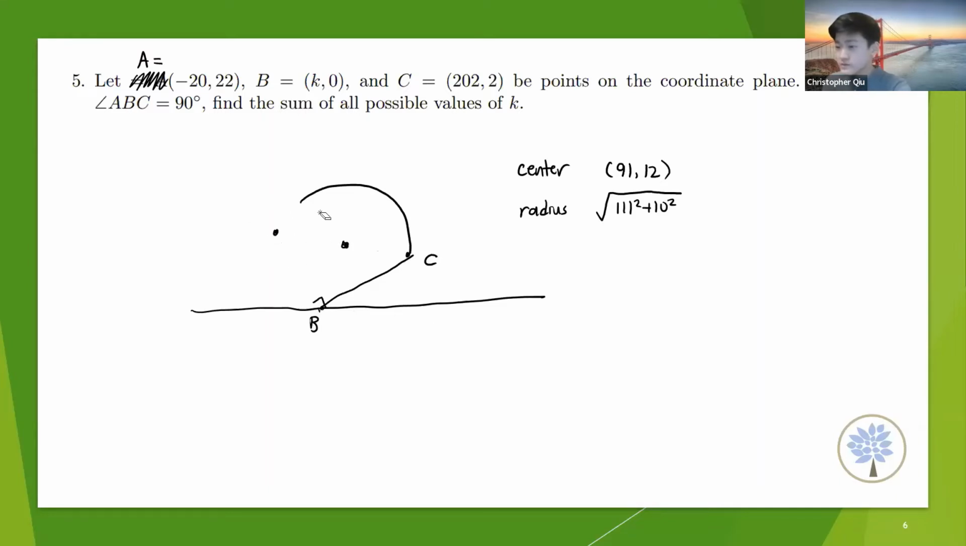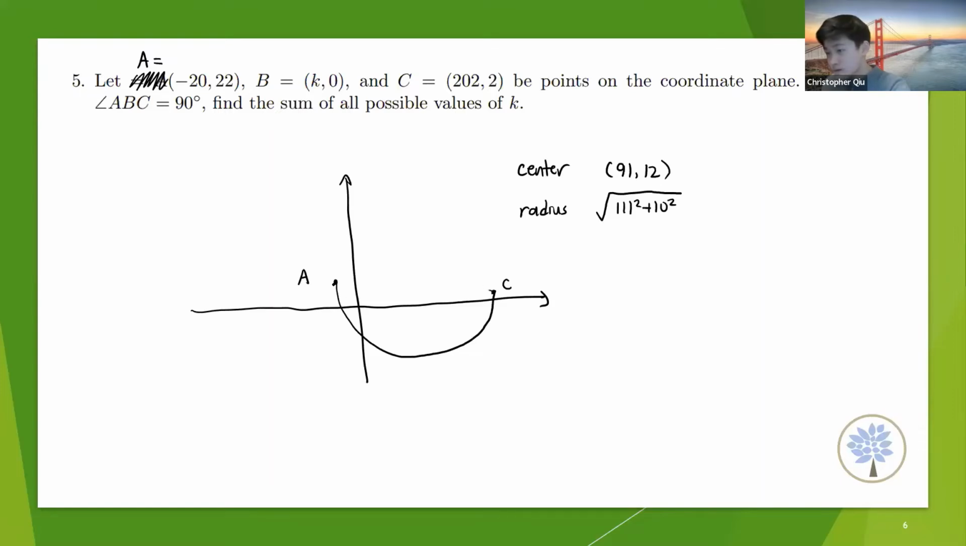Since this diagram is a bit too far off from the problem, I'm going to redraw it. So really what we have is something like this. So the point -20, 22, 8, and the point 202, 2. Let's say it's around here, and we'll call it C.